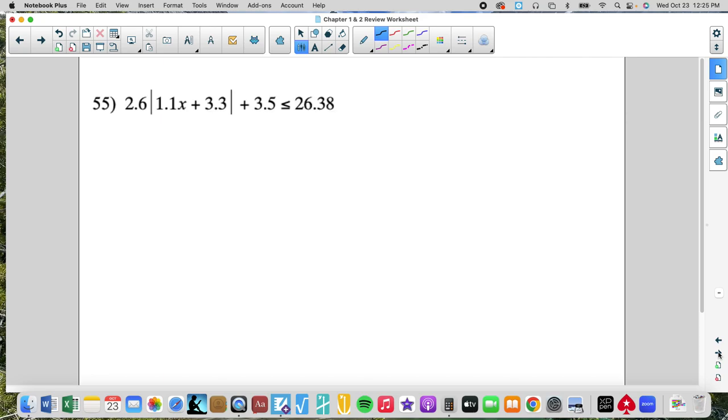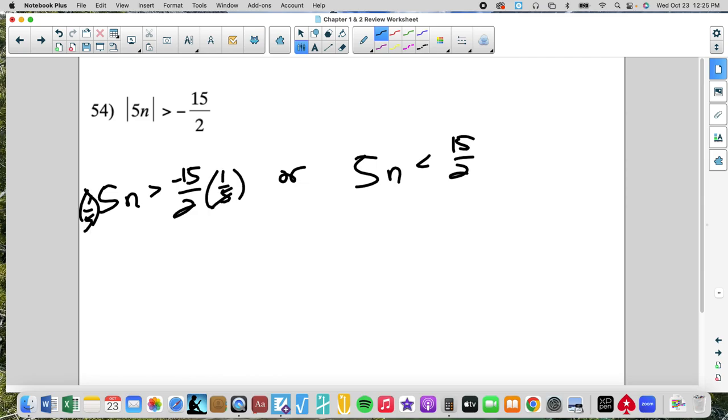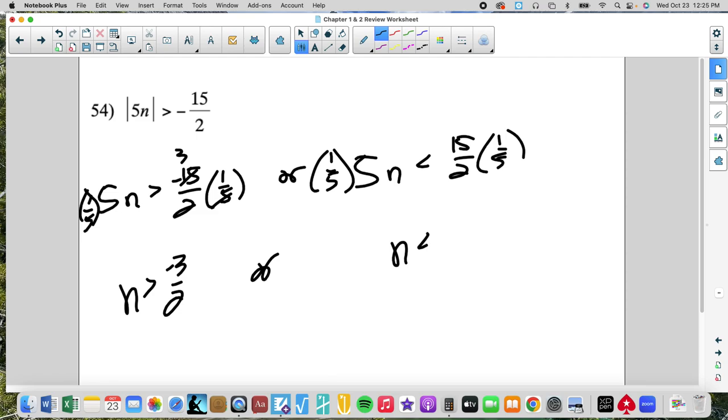Is this the last one? Two more. Oof. Okay, two more. Come on, baby. This is an or. 5n is greater than negative 15 halves, or 5n is less than 15 halves. Okay, so multiply by 1/5. Multiply by 1/5. N is greater than negative 3 halves, or multiply by 1/5. N is less than 3 halves.